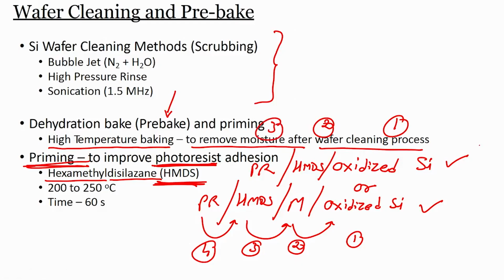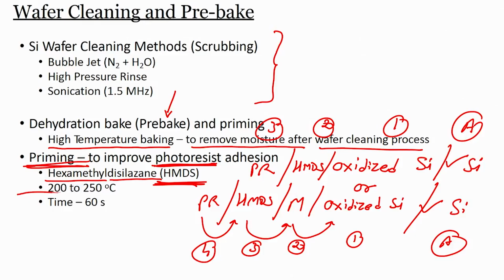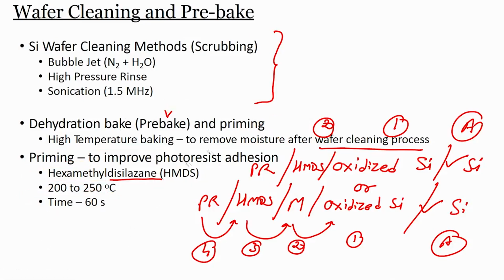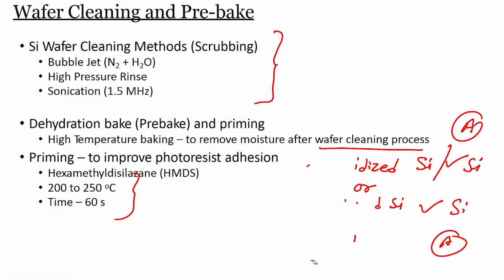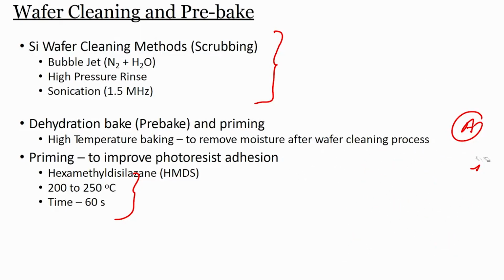Of course, if you want to add a further step, then A would be silicon. Easy. And then you have to put it at 200 to 250 degrees centigrade for about 60 seconds. There are various ways of adjusting or optimizing this temperature and time, but we are not discussing that.